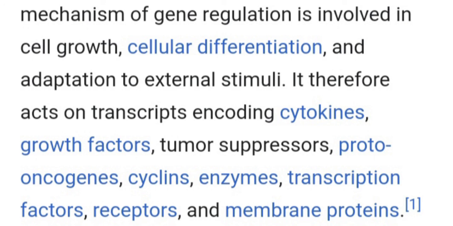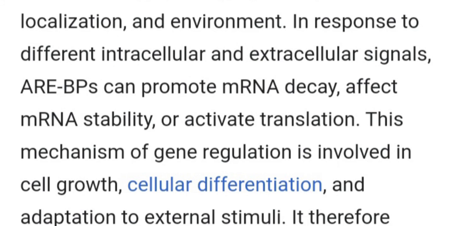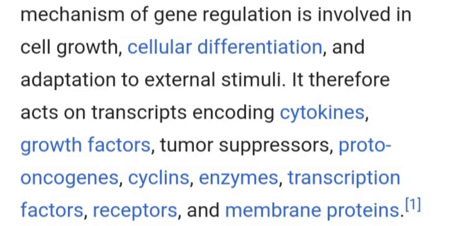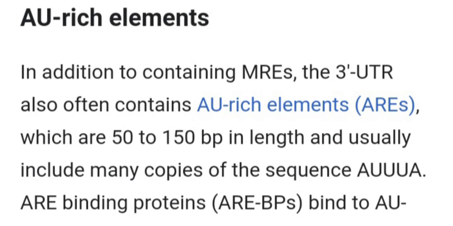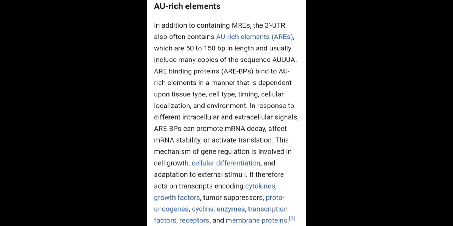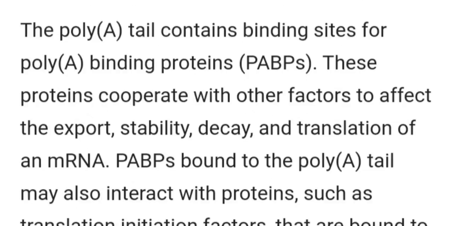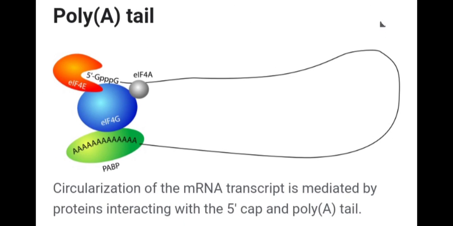So on the basis of this, cytokines, growth factors, tumor suppressors, proto-oncogenes, cyclins, enzymes, transcription factors, receptors, and membrane proteins, this AU-rich binding protein can promote mRNA decay, or better to say, can regulate the expression of that particular gene, the expression of the mRNA of that gene. Okay, so this is about the AU-rich elements. You can see it is a vast topic. It cannot be ended. You cannot end your discussion on this regulation.